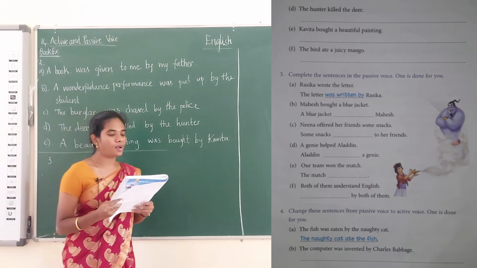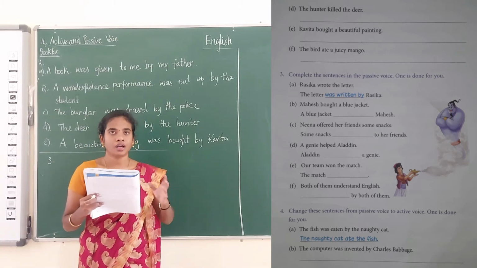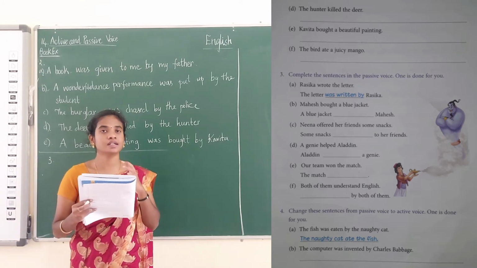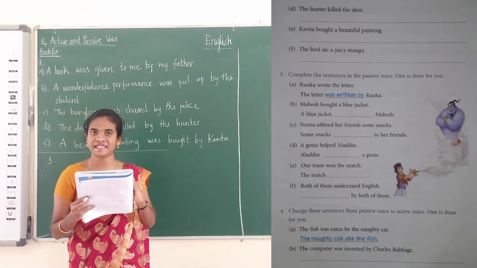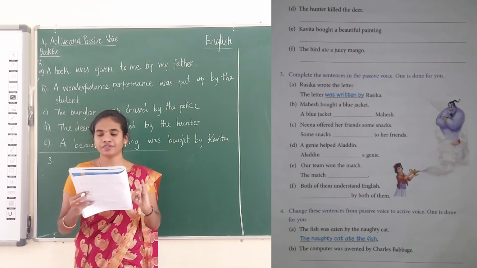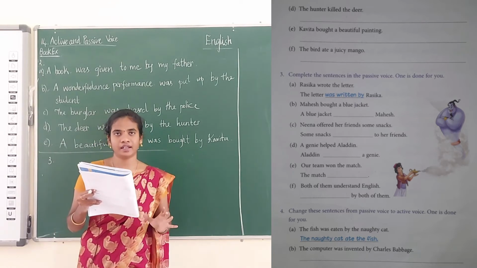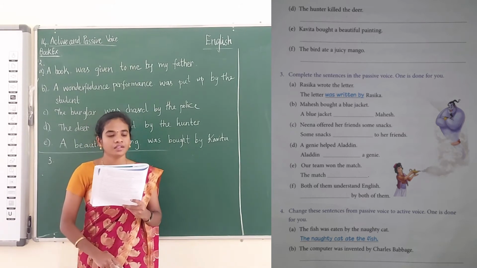See the third one. Complete the sentence in passive voice. One is done for you. Okay. So here it is in the passive voice. In passive voice, some of the things are missing. What are the things? The be verb is missing. Next, the V3 form is missing and by is missing. You have to write that. These three things are missing here. You have to write.